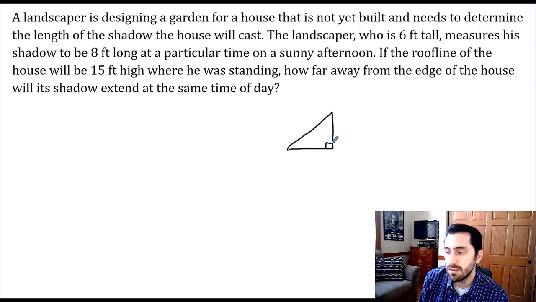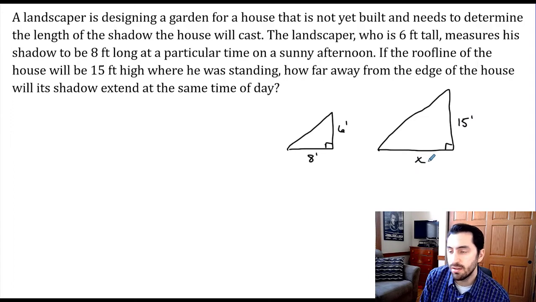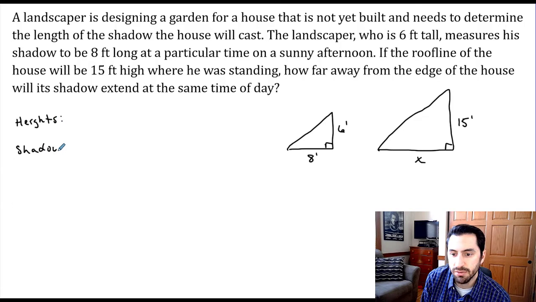So I'll say that this is the person. So the person is 6 feet tall, and then their shadow is 8 feet long. I want to do another triangle that represents the house. So the house is a little bit bigger. So the house is going to be 15 feet tall, and we need to find the length of that shadow. So that's our unknown, x, the shadow of the house. So we can set one up for the heights. We'll do a ratio to represent these, and then we'll also do a ratio to represent the shadow.